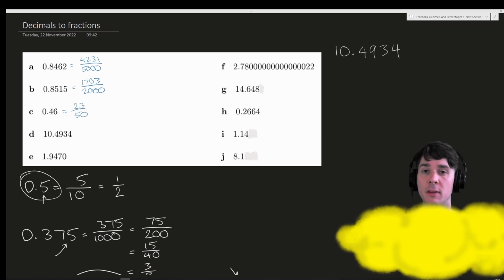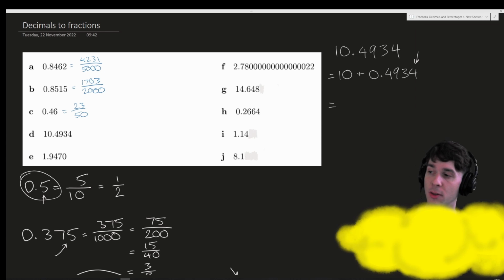For the number 10.4934, I'm going to make my life a little bit easier by breaking it into whole numbers and decimals. So that means we're going to have 10 plus 0.4934. This means that we only have to convert the decimal part to a fraction. In the decimal part, we can see the smallest place value is the 4 in, just like the first two examples, the 10,000th position. So we will have 10 plus 4934 over 10,000.